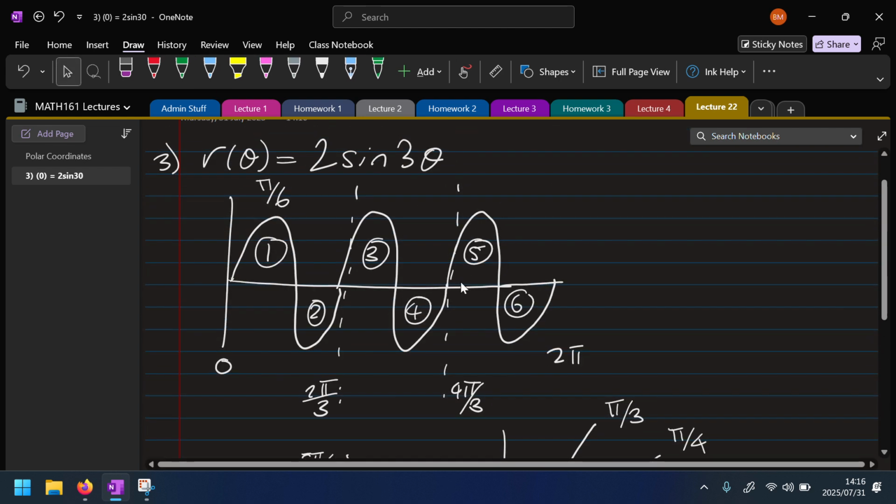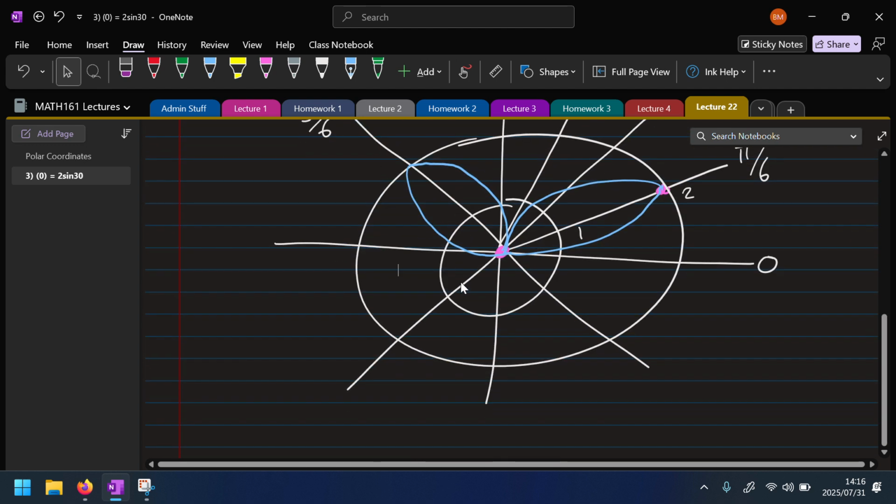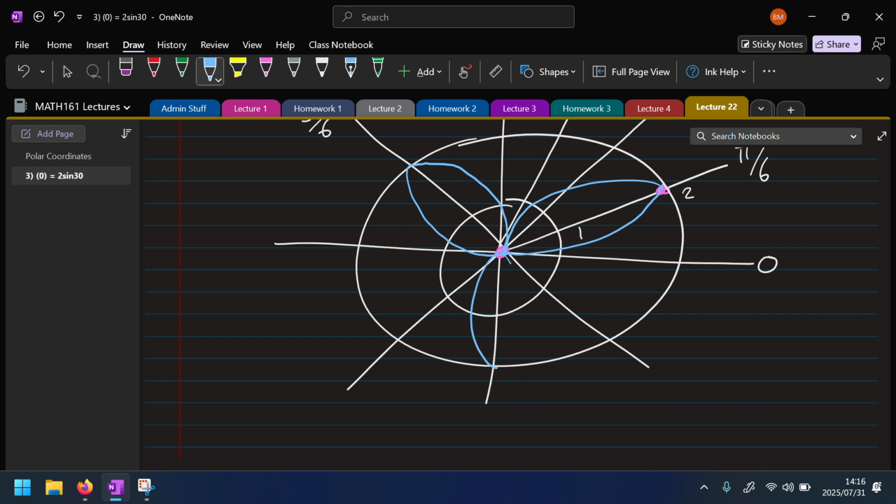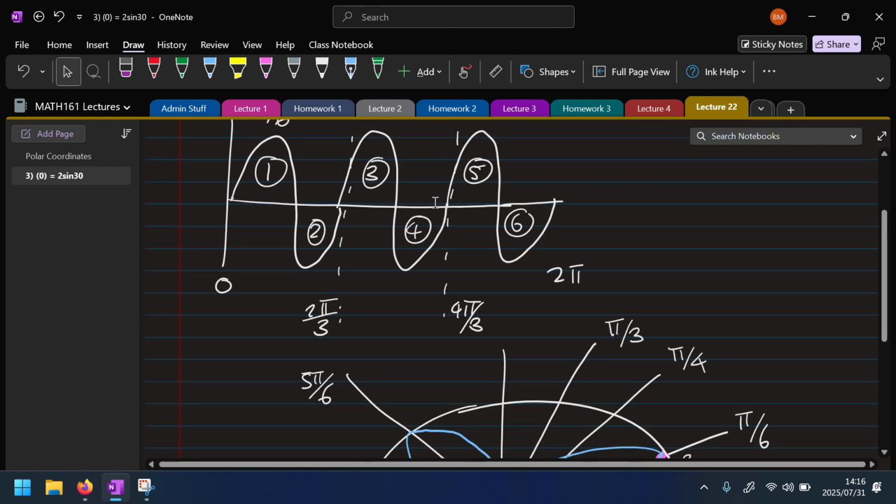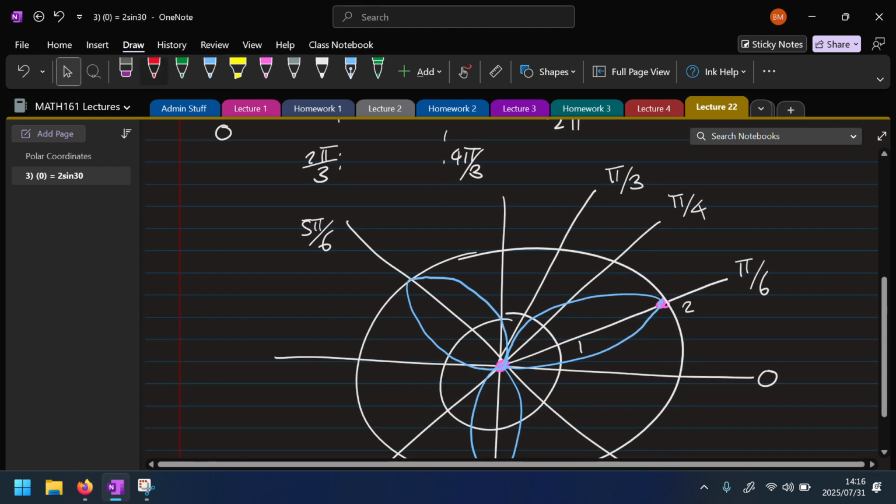And then the last one, out to 2, back down to 0. So it'll look like this. Okay, it will be something like that. Now, that's just to get the rough shape. If you want to actually sketch it going around, it will look something like this.